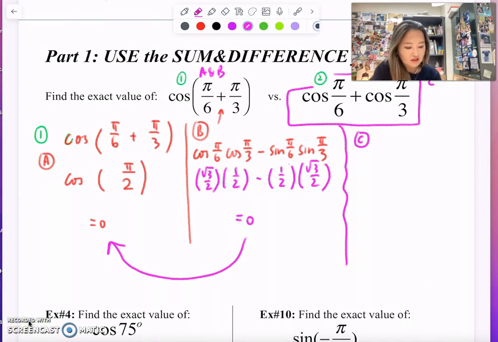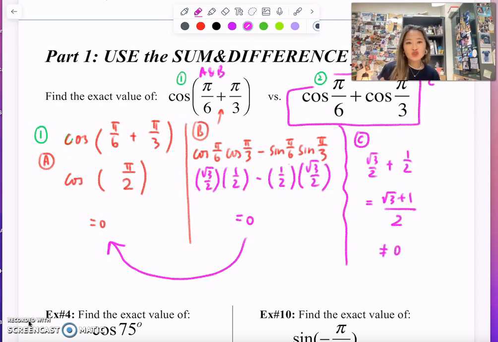What's cosine of pi over 6? Cosine of pi over 6 is, you already know, root 3 over 2. Plus, what's cosine of pi over 3? It's a half. Well, then you get root 3 plus 1 over 2. Clearly, that is not 0.